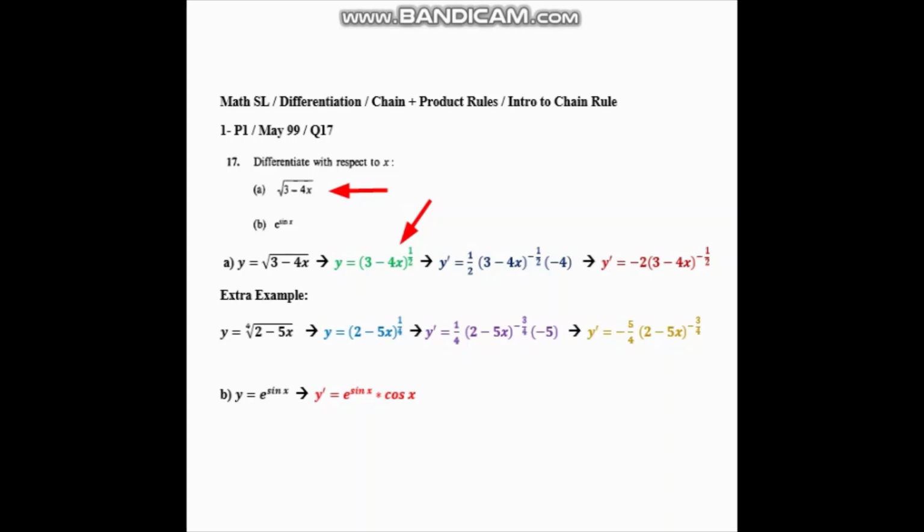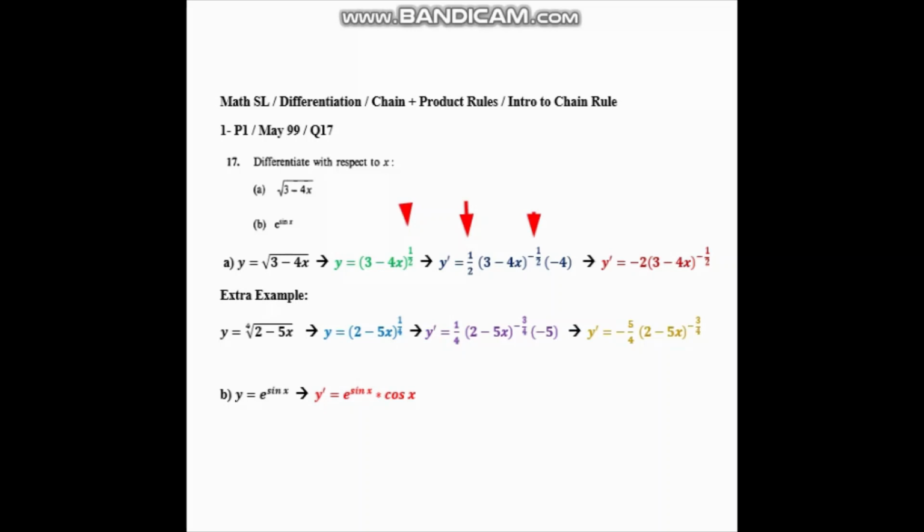We shall multiply by the old power. So the old power is half, so I took a half outside, and it shall multiply my entire expression. Then we shall reduce the power by 1. So half minus 1 gives me negative half. So far, we're dealing with regular differentiation. So how is the chain rule different?